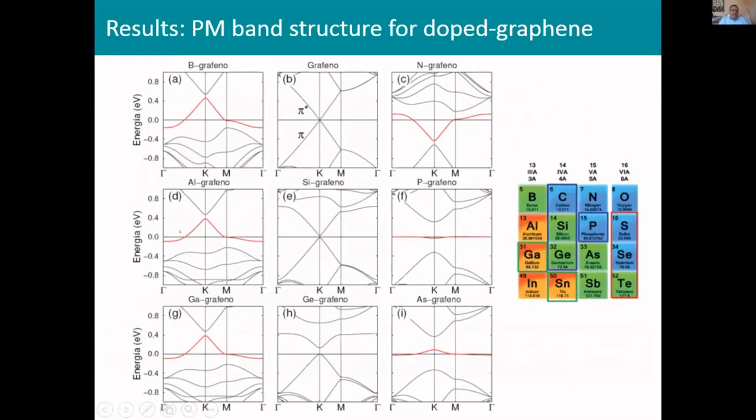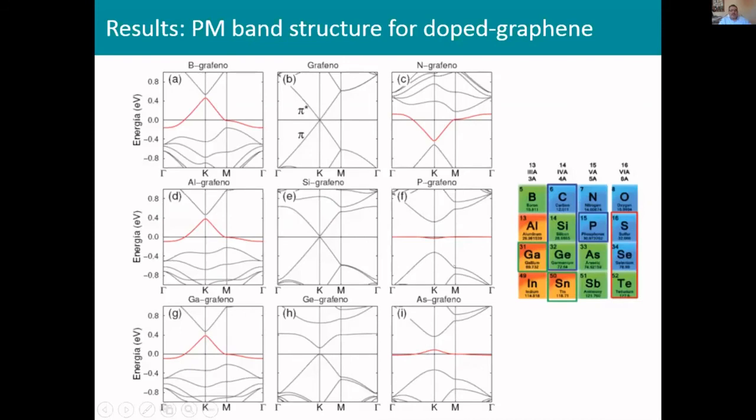We have boron, aluminum, gallium. In red is the impurity band, the band induced by the impurity. At the 0 energy in all the plots is the Fermi level. Here we can see that the system is hole doped. This is the Dirac point, or the remnants of the Dirac point. And here is the Dirac point. This is pristine graphene. And this is the case of nitrogen, phosphorus, and arsenic. And this is, as you can see, an electron doped system.